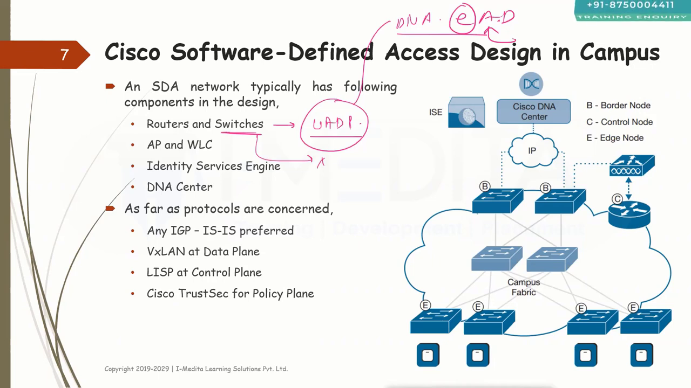Okay. So can I use any third-party identity service engine or a RADIUS server? You can use it, but you have the option to add additional AAA servers, as long as they support that, like RADIUS and TACACS. It should work fine. Okay.